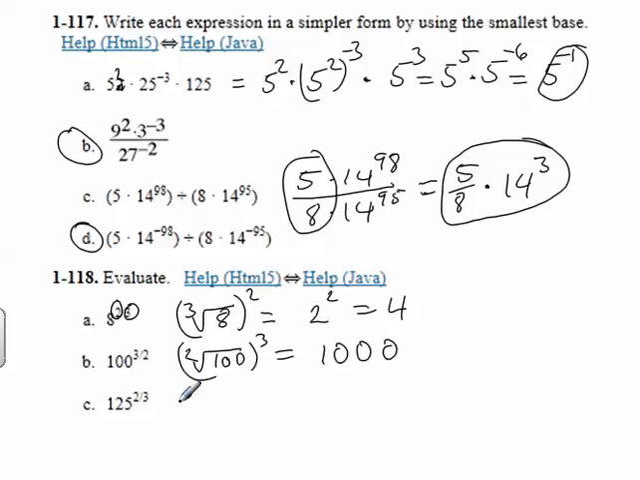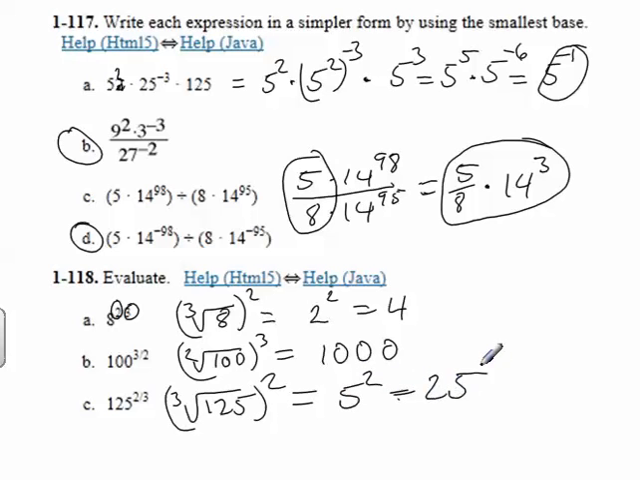And this one, it's the cube root of 125 raised to the power of 2. The cube root of 125 is 5, and 5 squared is 25. And there we have it. Okay, done for the day.